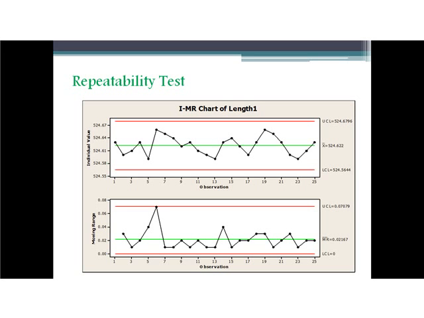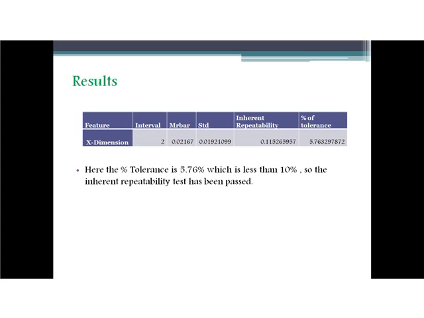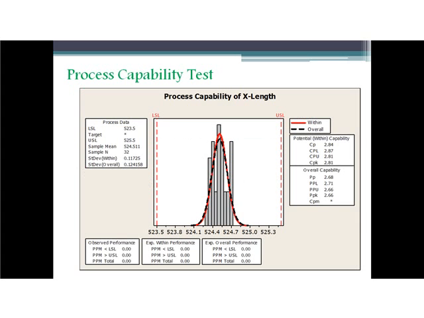Coming to the repeatability test, we perform the repeatability test by taking a plate randomly from the group of plates, measuring it, taking 25 readings of that random plate and plotting them in Minitab. We got this graph. It is within the control limits. Here the mean is 524.662 and the percentage tolerance is 5.76%. In the case of the repeatability test, it should be less than 10%. So for our case, it is 5.76%, so the inherent repeatability test has been passed.